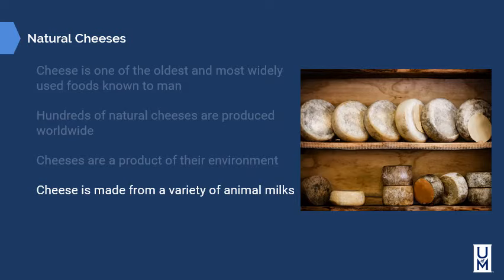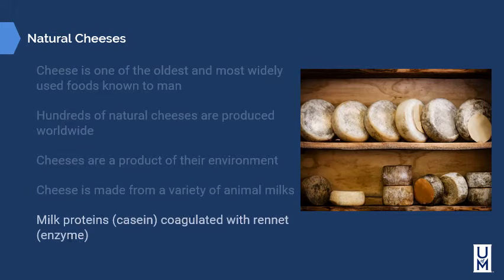Cheese is made from a variety of animal milk, such as cow's milk, goat's milk, sheep's milk, ewe and camel milk. Milk proteins called caseins coagulate with rennin, which is an enzyme found in the stomach of ruminant animals such as cows and goats. You can also use a natural enzyme that is not made from animal sources as well, such as lemon juice.